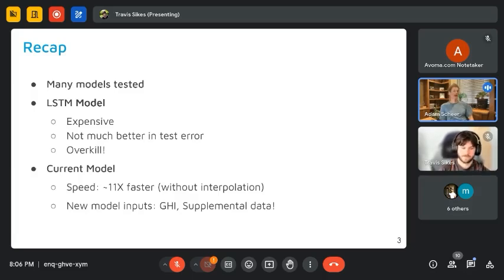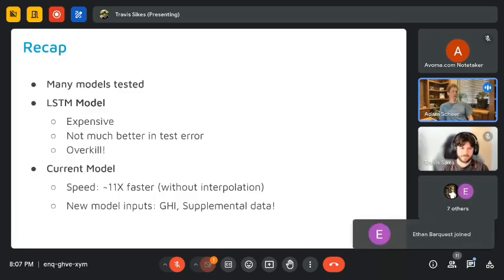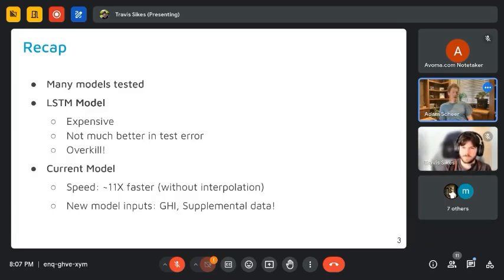But the current model that we have settled on is an elastic net. We've seen that this is more than 10 times faster than the CalTRACK 2.0 model, and that's really where we're trying to improve. And we are now using new model inputs, including solar irradiance. And we have this framework that I mentioned that enables additional supplemental data if folks have it. So things like pumping schedules, things like that.